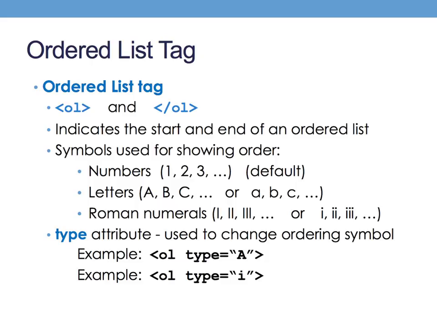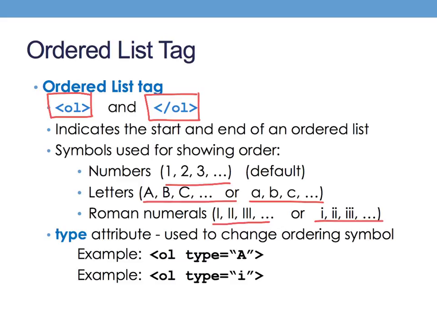So you'll notice that very similar to unordered lists, we have the OL list tag. So OL stands for ordered list, while the previous slide had UL standing for unordered list. And then you'll notice that the symbols that can be used are something like 1, 2, 3, 4, which will be your default for an ordered list. You could also use capital letters, so capital A, capital B, capital C, or you could use lowercase letters. And then you can do the same thing with Roman numerals. You can have uppercase Roman numerals or lowercase Roman numerals.